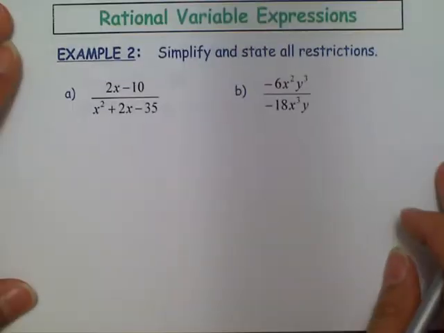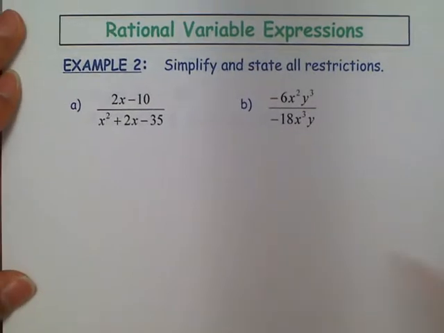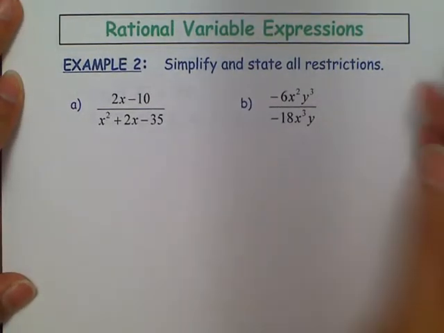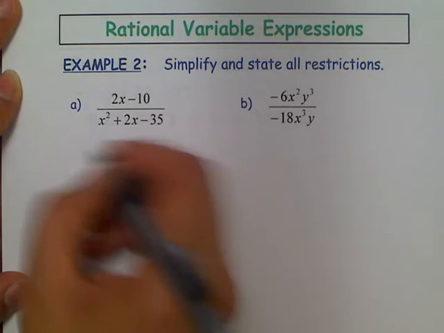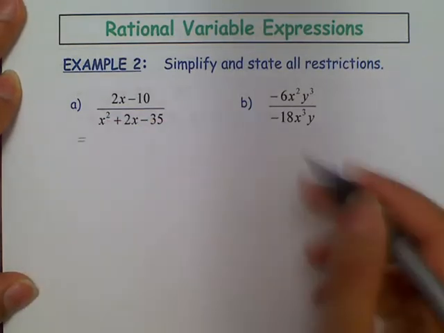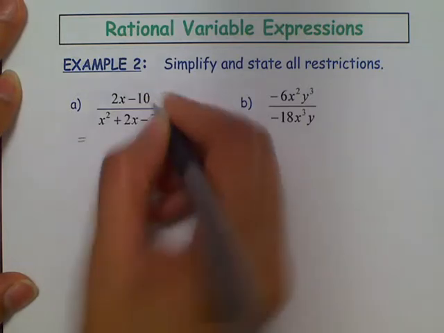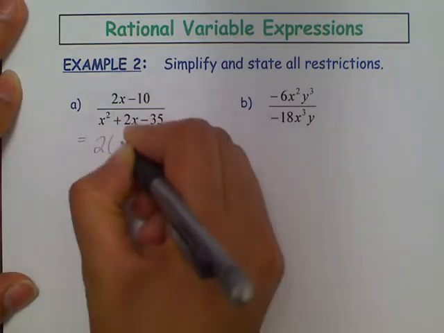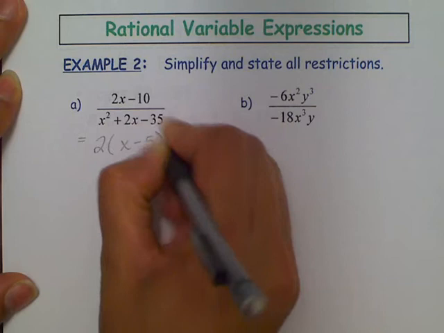Example 2 looks at simplifying and stating all restrictions. So we're going to follow the steps. The first step was to factor both the numerator and denominator, so that's what we're going to do. Factoring is a big part of this part of the unit. In the numerator, I see a common factor of 2, and so I have x minus 5 left.